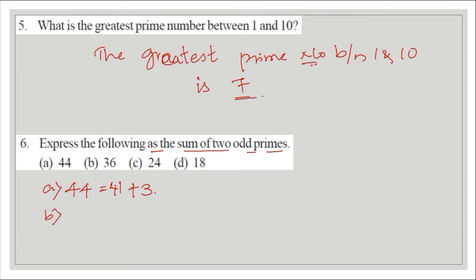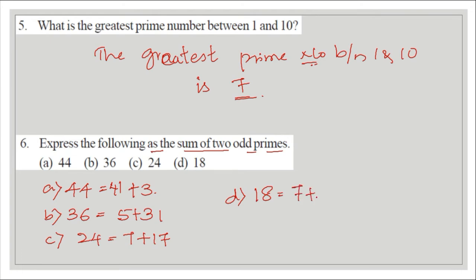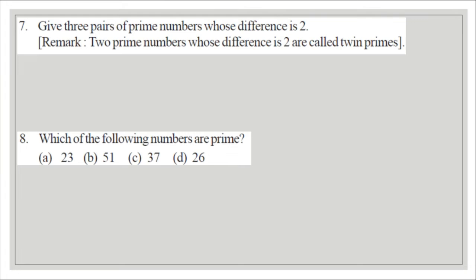Second one, 36 is the combination of 5 and 31. 24 is the combination of 7 and 17. Same way, 18 is the combination of 7 and 11. These are odd numbers.